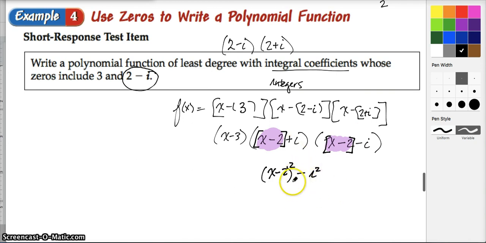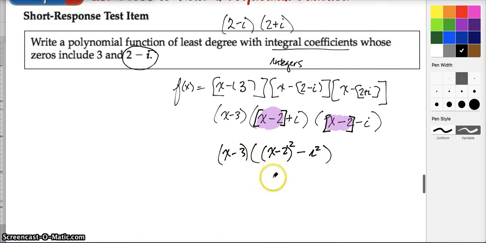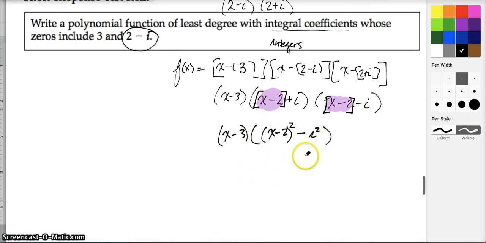I'm still dragging this x minus 3 along for the ride. Minus i squared, rather, is going to be a negative 1. So this is going to be minus a negative 1, which is a positive 1. This business here is just a perfect square trinomial. So that's going to be x squared minus 4x plus 4, if I FOIL out x minus 2 times x minus 2. Please, please, please know that this is not x squared minus 4. You don't distribute the exponent over subtraction or addition.